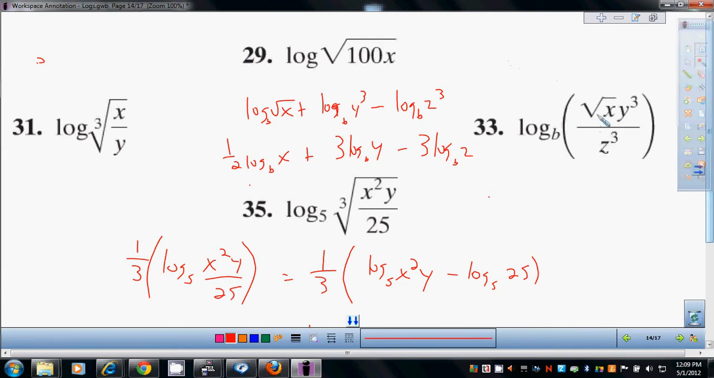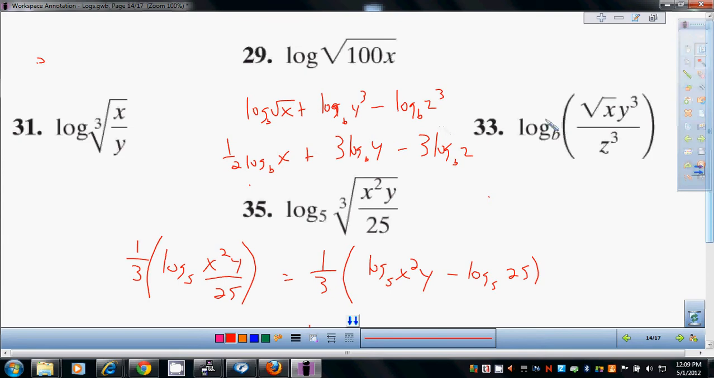First thing I did was break it down. I put this one by itself, this one by itself, addition because it's multiplied, and then I subtracted this one because it's divided. And then all I did was power rule 3 times. 1/2, 3, 3, and that was it. Does that make more sense now? Yep, definitely 33. Other questions from that slide?